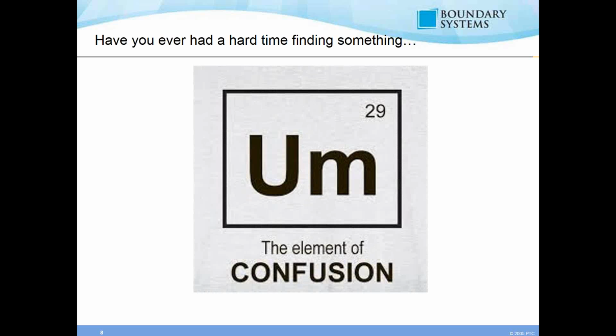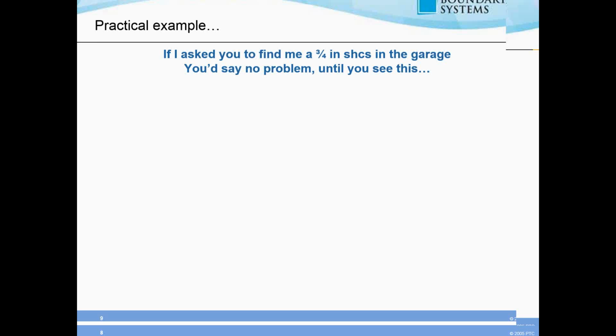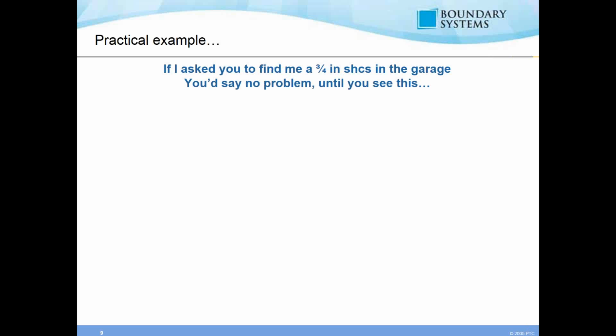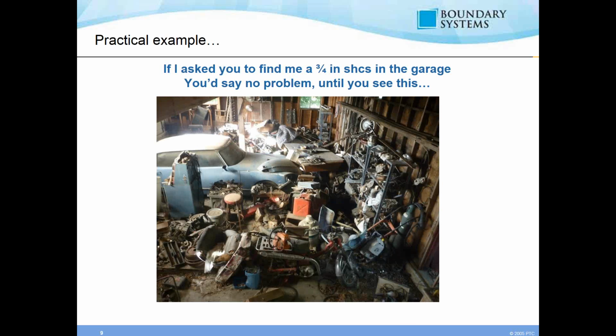So if I tell you, hey, go find something for me, or do you remember what the specs are for this, or do you know where you put the wrench that we use to put the tires on the bike? Your first reaction is, once again, that's not something that you know immediately. So once again, our element of confusion. If I did ask you to find me a 3/4 inch socket cap screw in the garage, you probably say no problem until you see the garage.